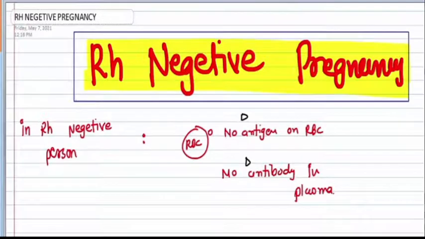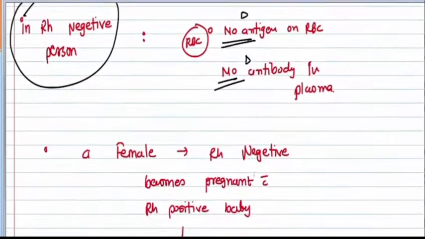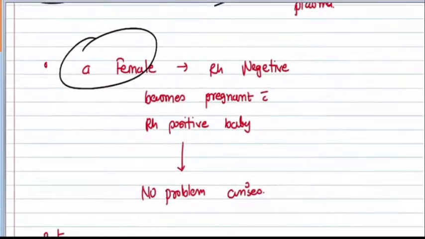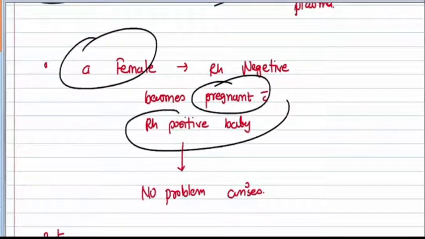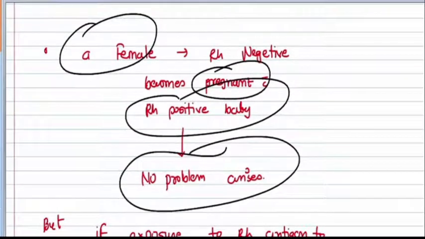Now let's discuss Rh negative pregnancy, or rhesus negative pregnancy. In a rhesus negative person, there are no Rh antigens on the RBCs and there are no Rh antibodies in the plasma. So if a female with Rh negative blood group becomes pregnant with an Rh positive baby for the first time, no problem arises to the first baby.